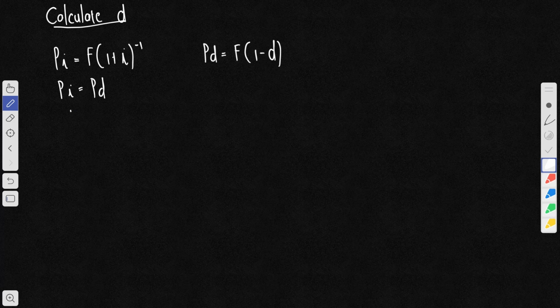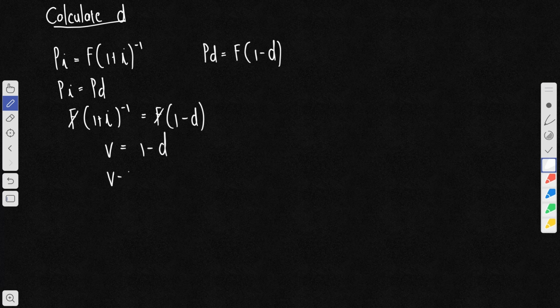That means we can set f times (1 + i)^-1 equals f times (1 - d). We can cancel out f, and we know that (1 + i)^-1 is just equivalent to v. So v equals 1 - d. We're interested in the value of d, not 1 - d. So we subtract 1 from both sides of the equation.